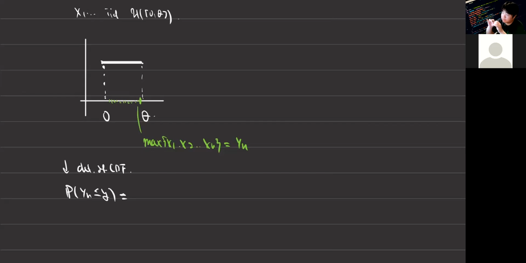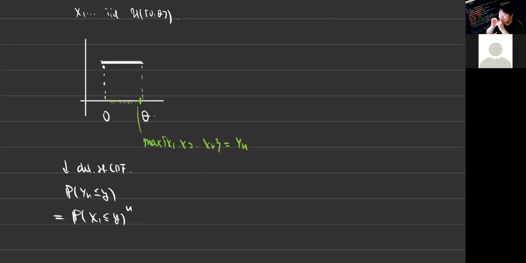Now here's a trick. Yn is the largest among all the x, so, since all the x are independent, I can write this as the probability that X1 is less than or equal to y, to the power n. Would it be X1 or Xi? It doesn't matter. It can be 1, 2, 3, 4. They are iid, so it doesn't matter.